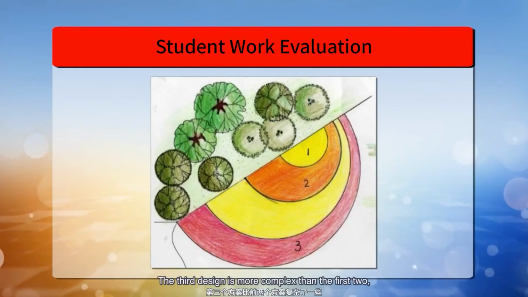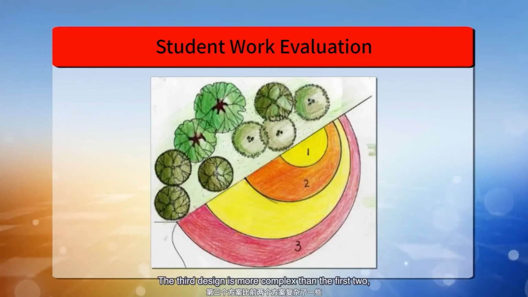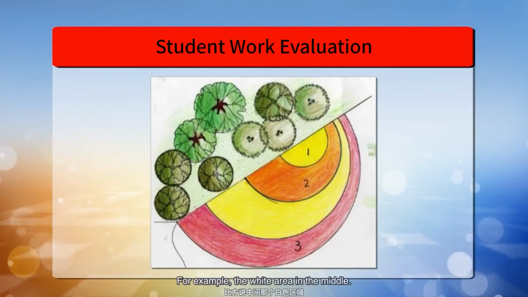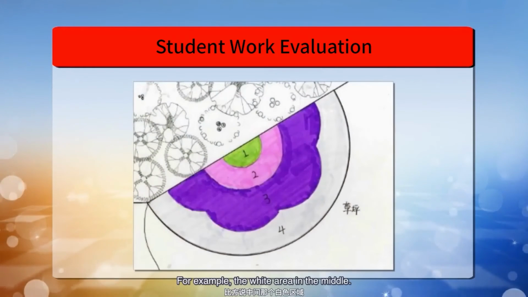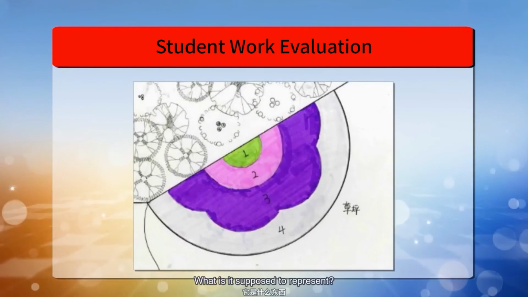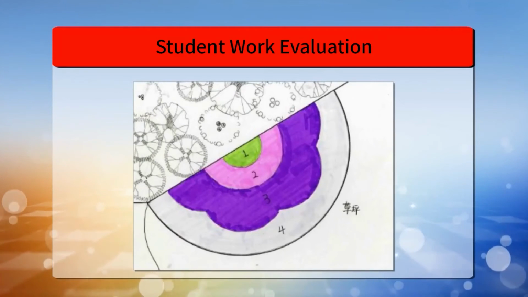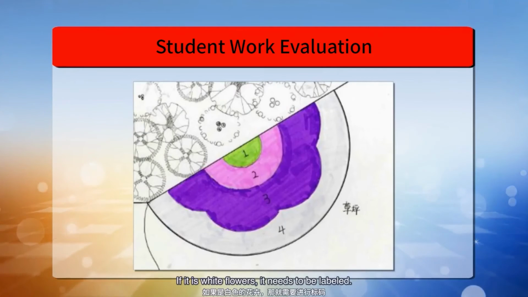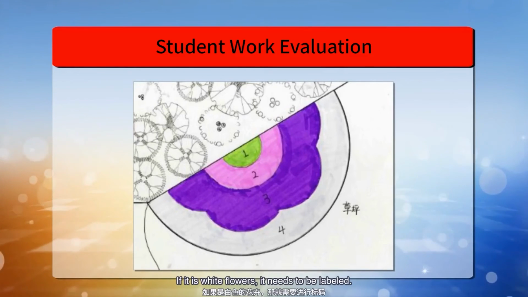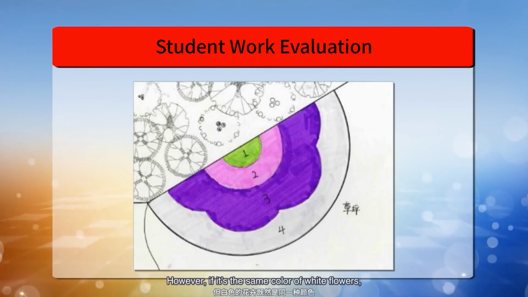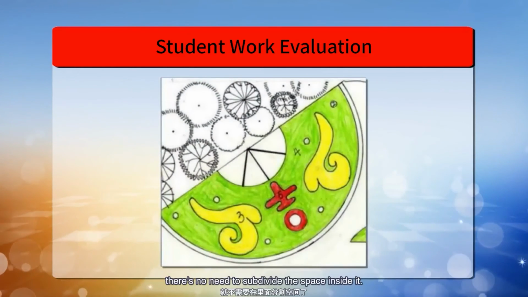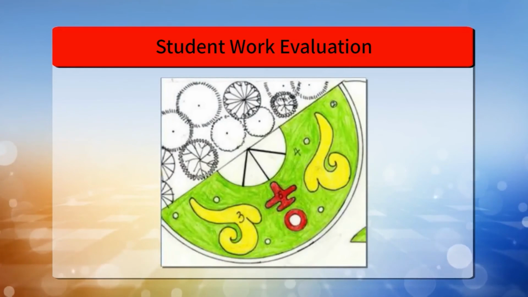The third design is more complex than the first 2, but its expression is somewhat unclear. For example, the white area in the middle. What is it supposed to represent? Is it a structure or flowers? If it is white flowers, it needs to be labeled. However, if it's the same color of white flowers, there's no need to subdivide the space inside it.